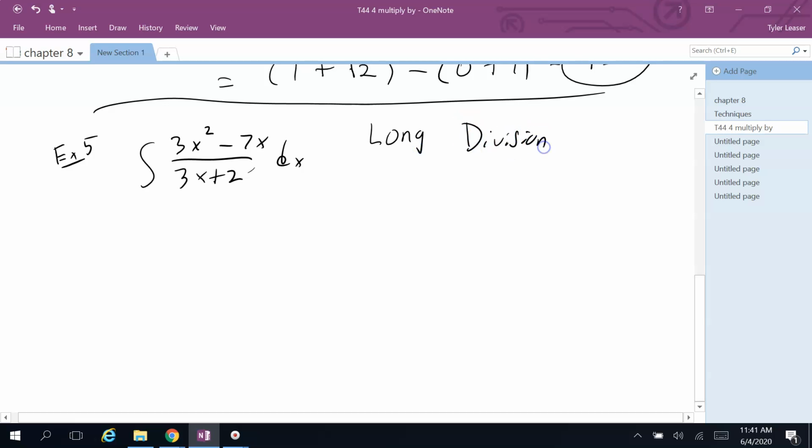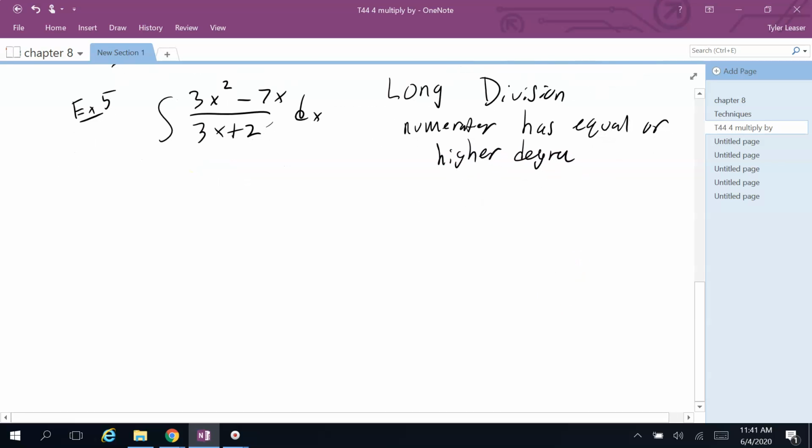And I can't stress enough, because nobody can seem to remember, but long division is when the numerator has equal or higher degree. So even if this was just an x up top, you would still do long division. All right, I'm sure it's been a while since you guys have done long division with polynomials here, so let's look at how to do it.